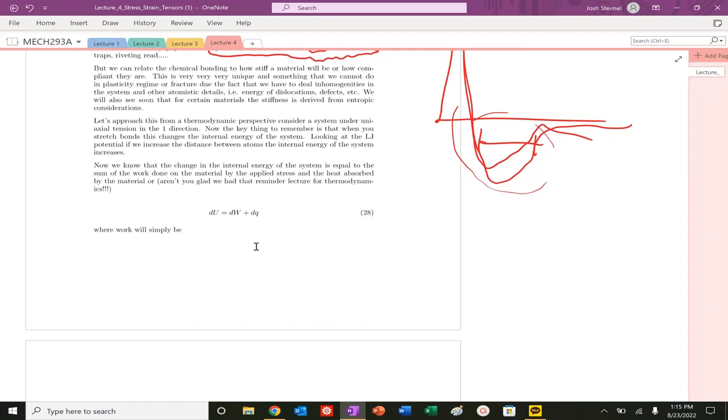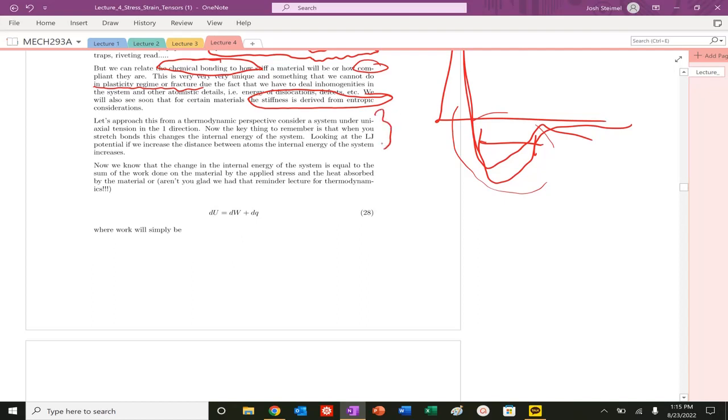But anyways, we are going to relate chemical bonding to how compliant or how stiff something is. Again, this is something that we can't do in the plasticity regime, only in the elastic regime, because in plasticity, as we're going to see, there are lots of inhomogeneities, defects, and dislocations. And very soon, right after this lecture, we're going to see that for some materials, stiffness is actually derived from entropic considerations. But we're getting a little bit ahead of ourselves.